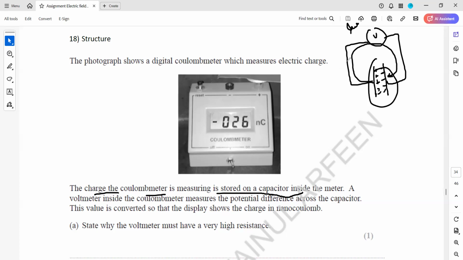That's why the voltmeter should be connected in parallel, and it should not have a low resistance. It should have a very high resistance. So the main reason why we prefer a voltmeter to have a high resistance is so that the capacitor does not discharge. Otherwise, if the capacitor discharges, what we calculate and what was originally there will have a difference. We don't want the charges to flow.